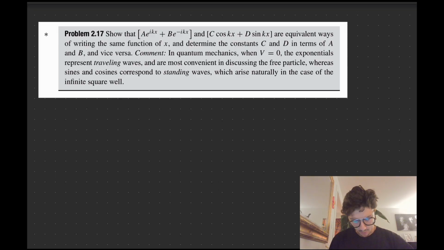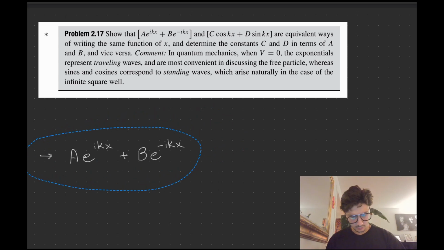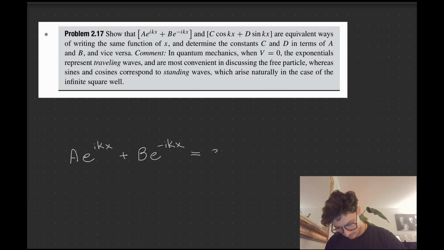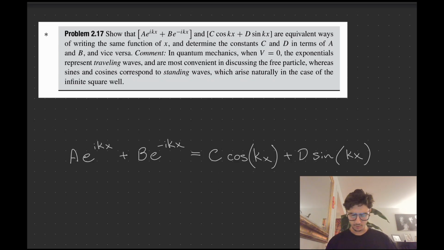I'm going to start off by writing what we know. What do we know? We know that a e to the ikx plus b e to the minus ikx, and the other thing is equivalent. So equivalency literally means equal sign. So I'm going to do equal sign and write down c cosine kx. Normally there should be brackets over here, so I'm going to put these brackets. Plus d sine kx, brackets. All right, we've created our first equation.